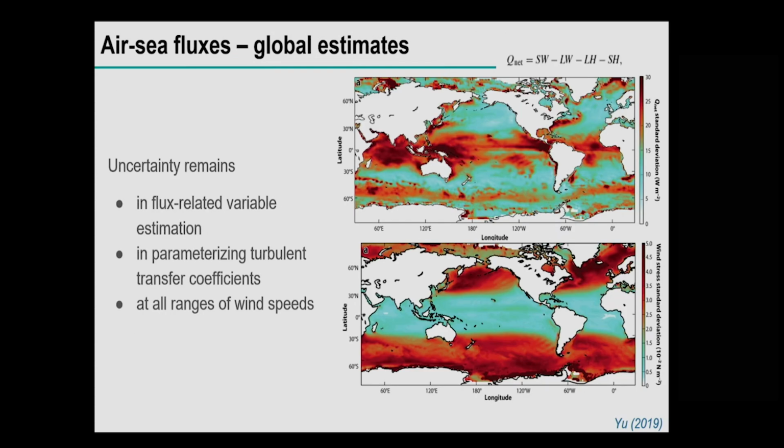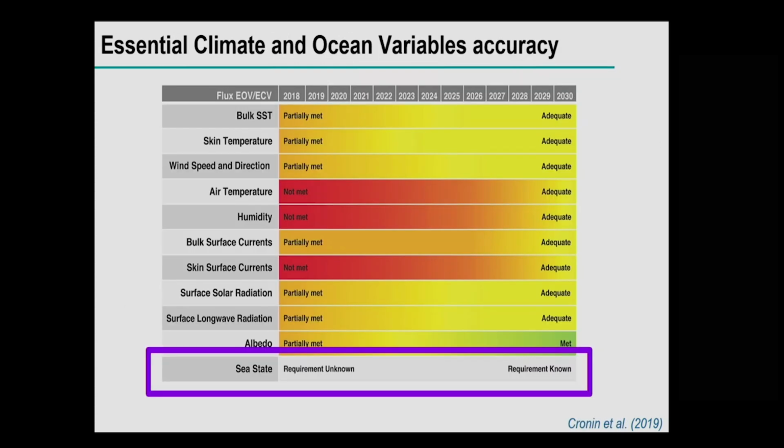So here's the standard deviation between the different products, and you can see regions for the heat fluxes, where you have strong winds, where you have big waves, so where you have strong currents, that you're going to have a lot of uncertainties. And here's for the momentum flux, it just highlights the region where you have high winds. And so there, the two parts of this problem are the state variables and the bulk algorithm that is used.